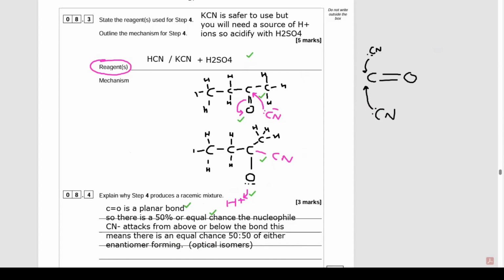And here we go. That's worth 3 marks. So make sure you know those bullet points. Planar bond, 50-50 chance of it attacking above and below, and equal chance of either enantiomer forming. So either mirror image has a 50% chance of forming.